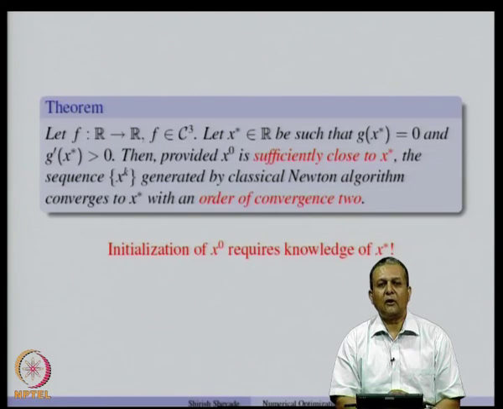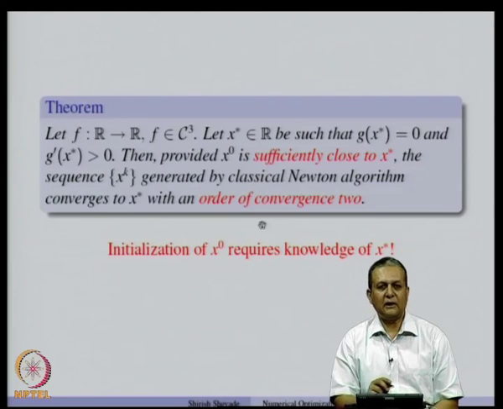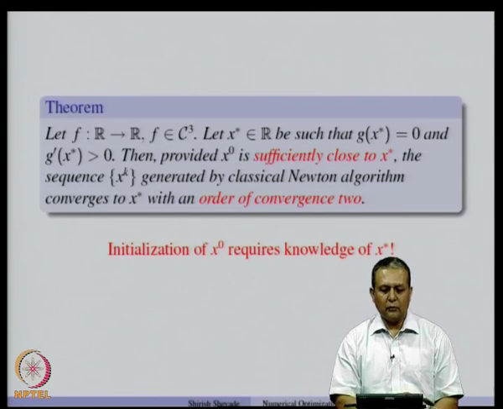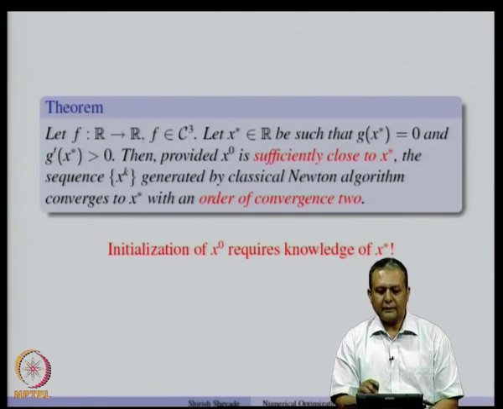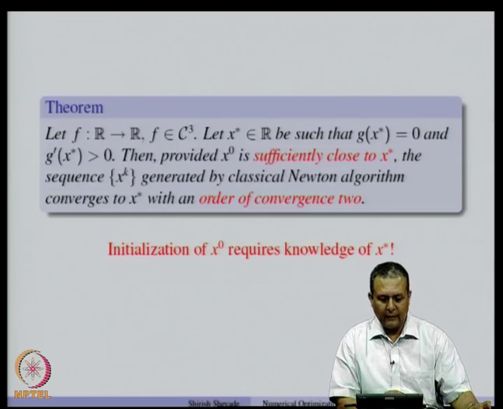global convergence of Newton method. In other words, the classical Newton method does depend a lot on x_0, and as this theorem says, the x_0 requires a knowledge of x star which is not available. But however, the important fact is that if we start sufficiently close to x star, we do get order 2 convergence.